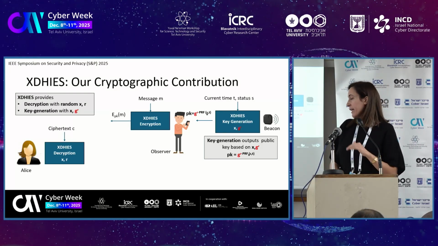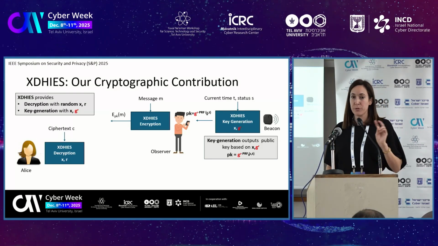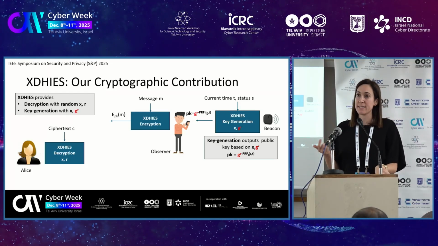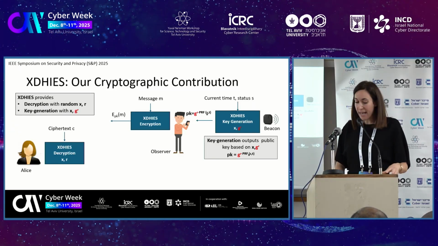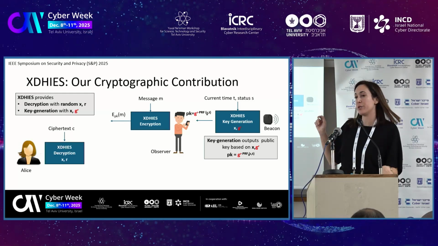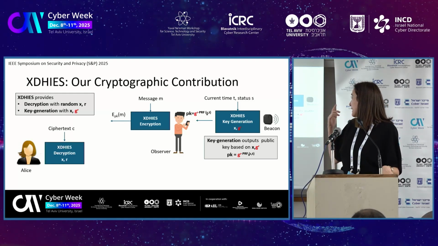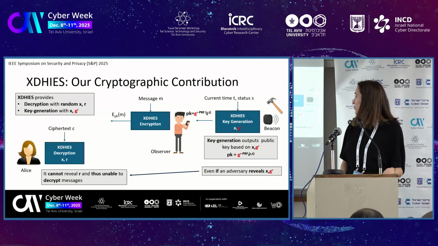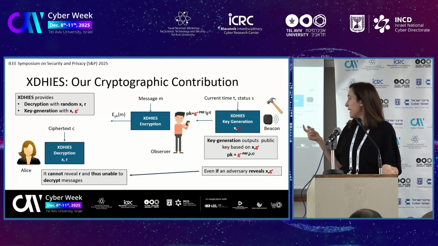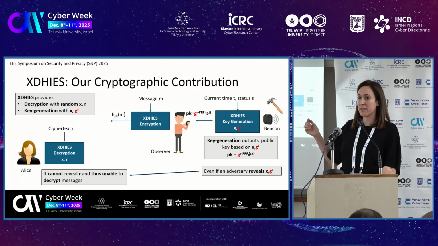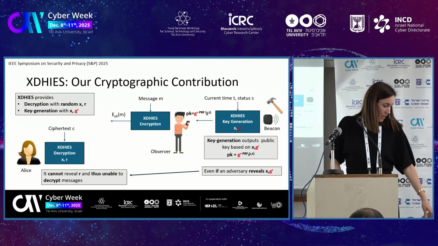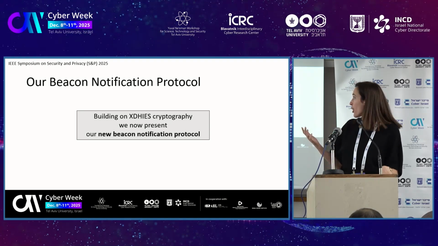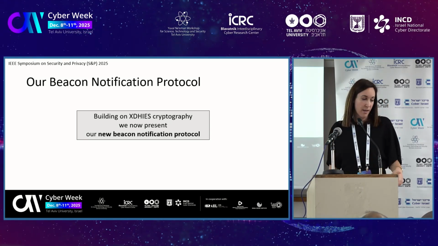And more specifically, we provide a decryption with two random values, x and r, and we provide the key generation with x and g to the power of r. And then, given that we had x and g to the power of r, the key generation can generate the public keys. However, if someone reveals x and g to the power of r, he cannot reveal r and therefore cannot decrypt the messages.